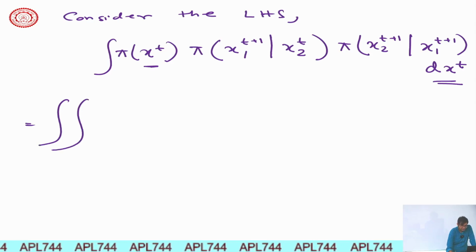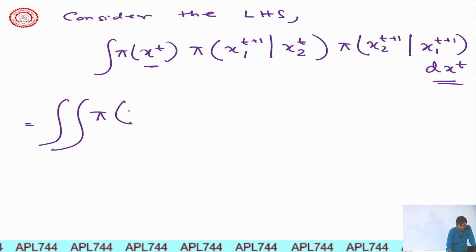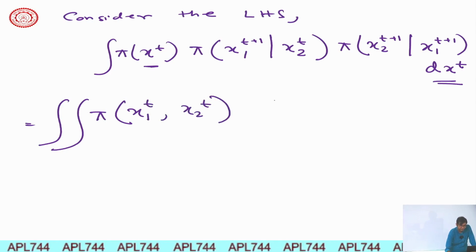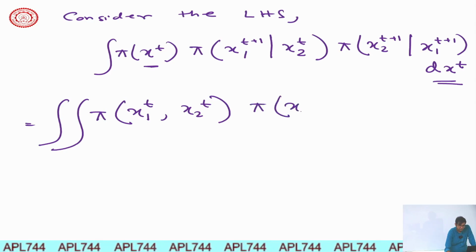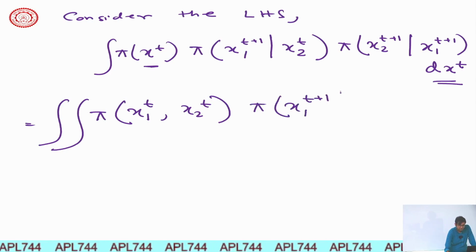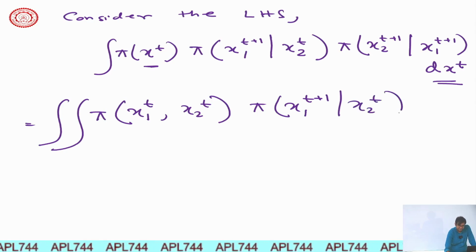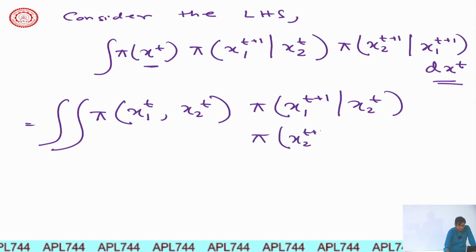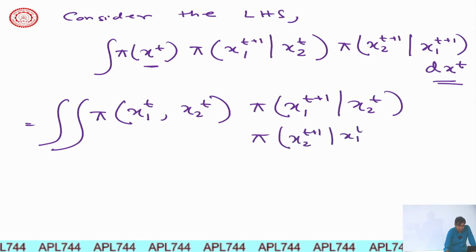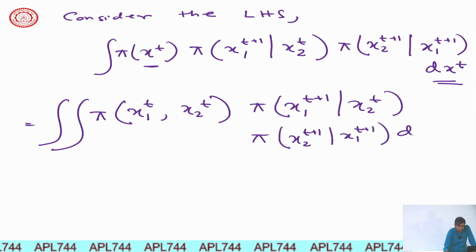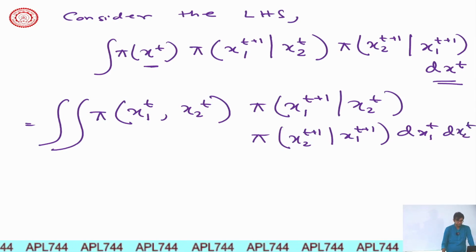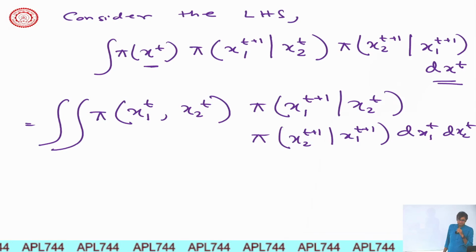This is equal to then integration of pi of x1t comma x2t, pi of x1 t plus 1 given x2t, pi of x2 t plus 1 given x1 t plus 1, d of x1t, d of x2t. Okay, clear?